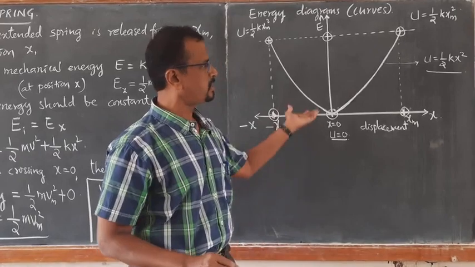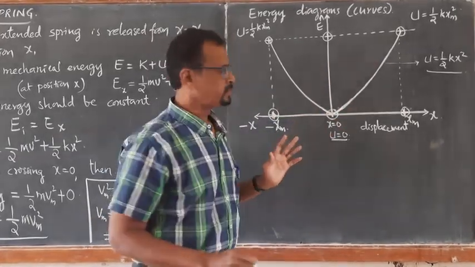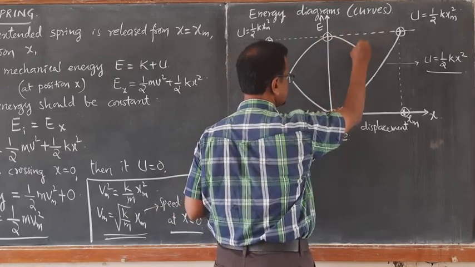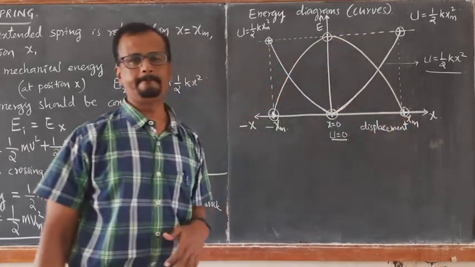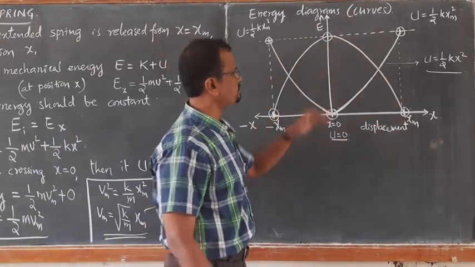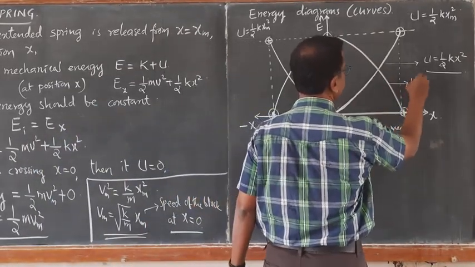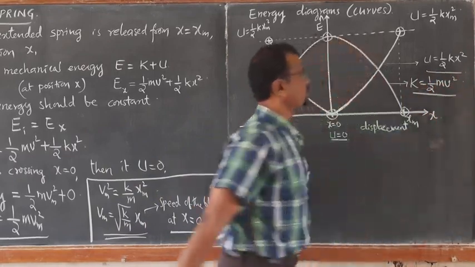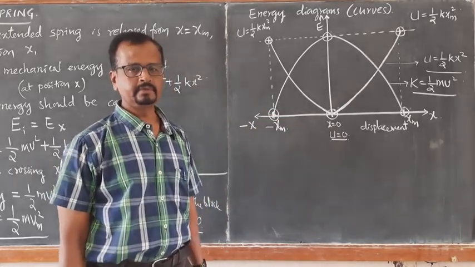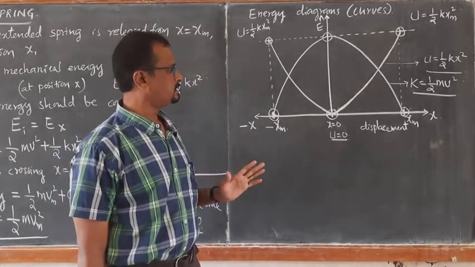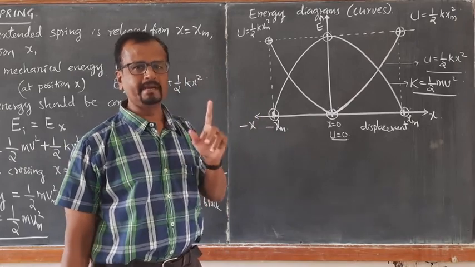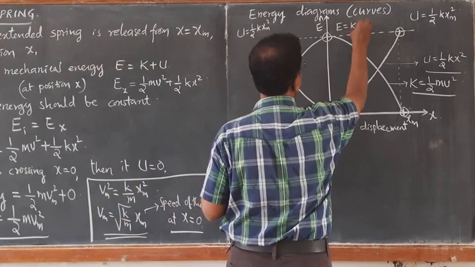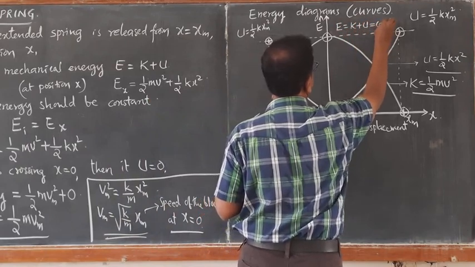So if you draw the graph for kinetic energy, you will again get a parabola, but this appears as an inverted parabola. This represents kinetic energy K equal to half m v square. So this is also a parabolic graph. From this graph we understand that at any position the total mechanical energy E is equal to K plus U and always remains constant.